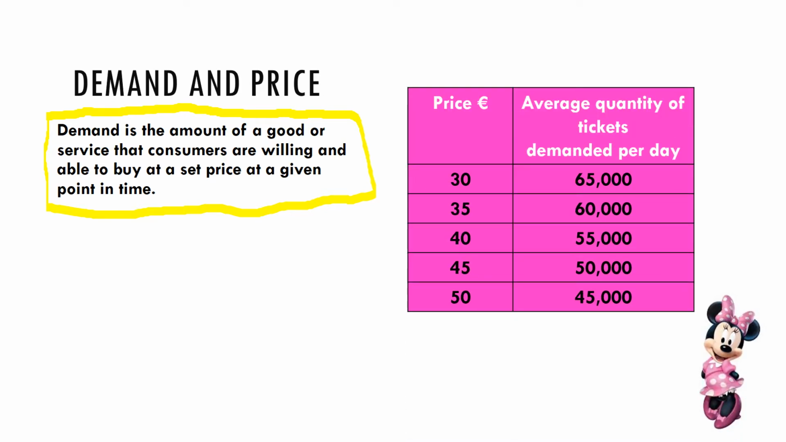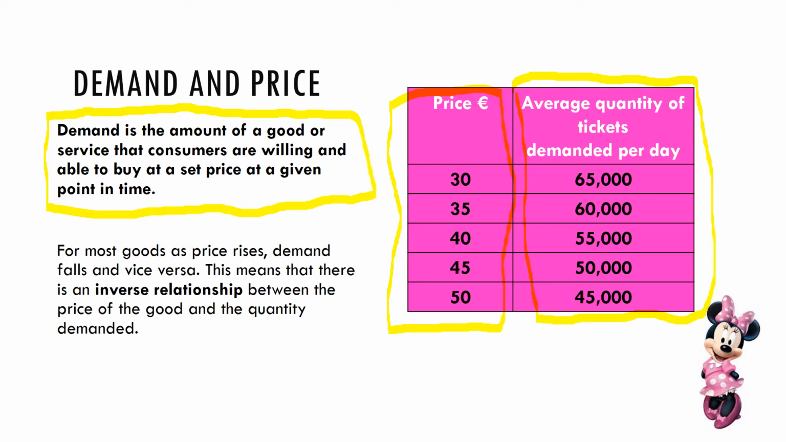So let's have a look here on the right hand side. Here might be some data that illustrates the concept of demand. We have price down here in this column, and we can see that as the price rises, the number of people or the average number of tickets bought in that day is going down. So here we have the amount of good or service that consumers are willing and able to buy at a set price at a given point in time. So for most goods, as price rises, demand falls, and vice versa. We would describe this as being an inverse relationship.